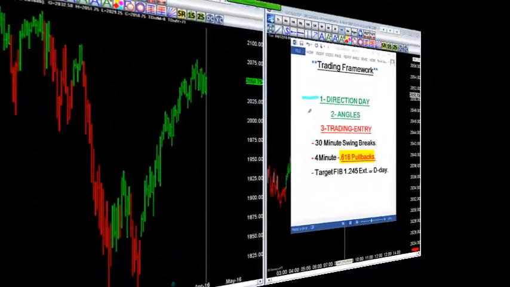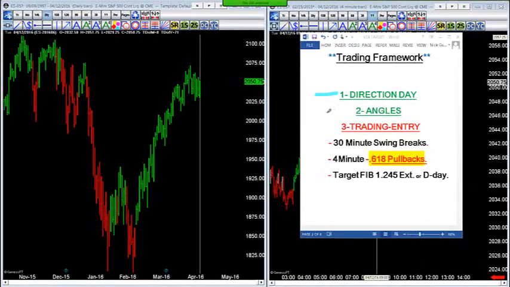Starts, we went over this. You guys have a video, direction day. Now I'm going to do the angles. The angles are where these direction days are going to stop and turn and go that direction. They're always there. So I'm going to show you how to get them on your chart correctly.